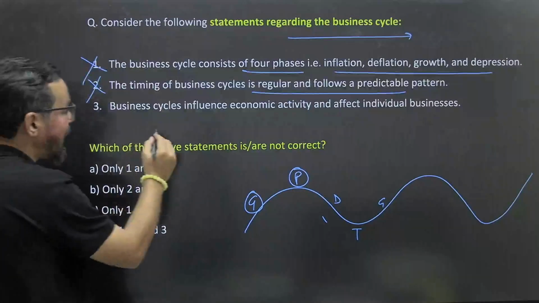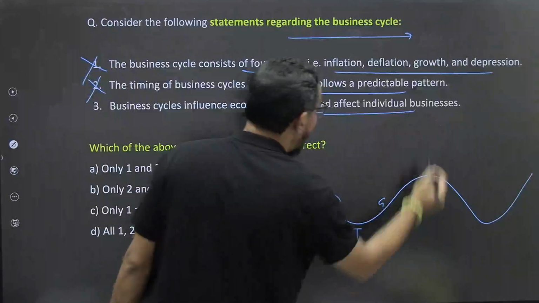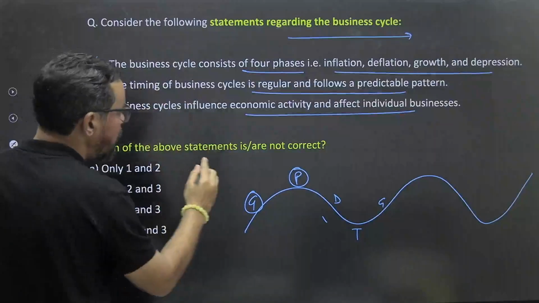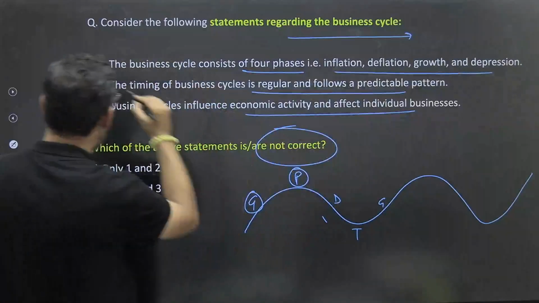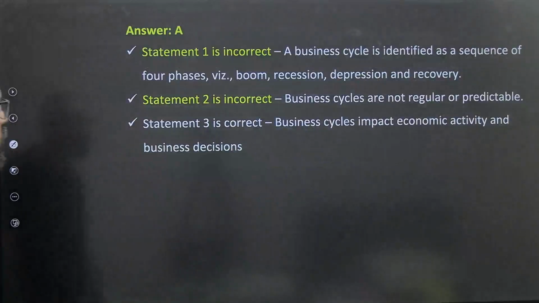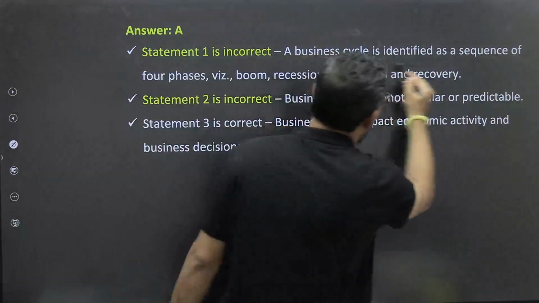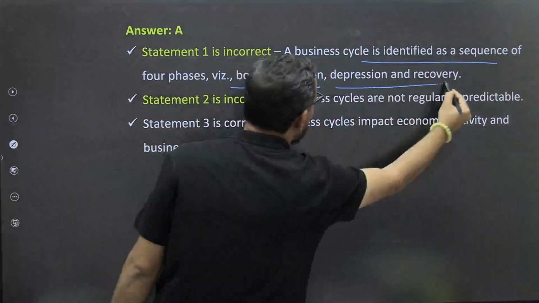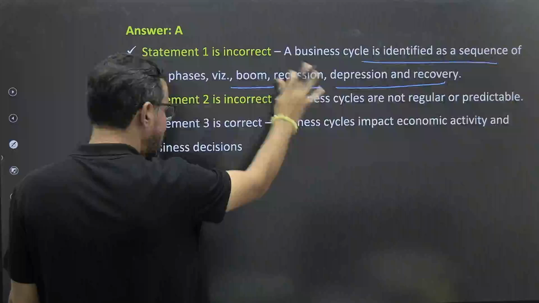Business cycles influence economic activity and affect individual businesses, 100% true. So what we have to find out is the incorrect statement, which means 1 and 2. Option A will be the right answer for this one. A, the business cycle is identified as a sequence of boom, recession, depression, and recovery, fundamentally.